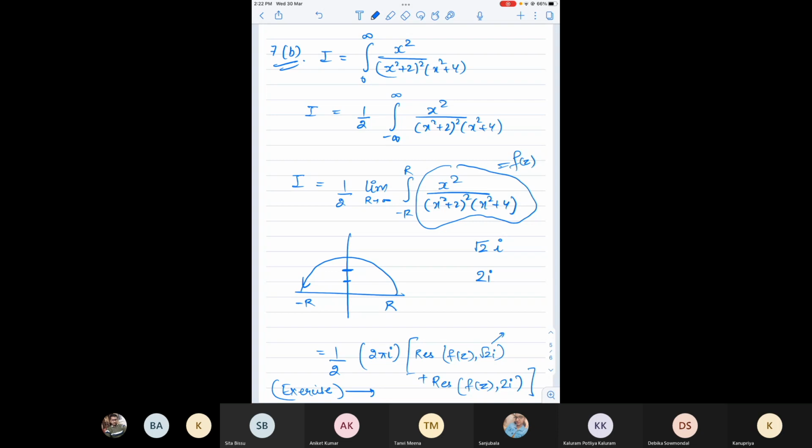So the other parts you can try. If you are not able to calculate, you can just message me. Okay, other parts are left as an exercise.